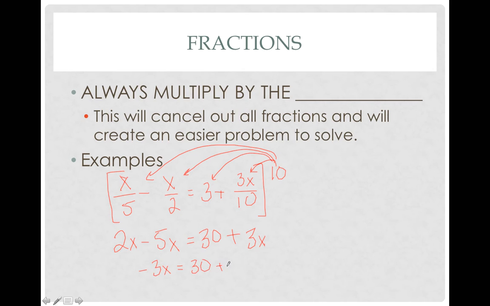So now I'm just simplifying. If I subtract 3x from both sides, I get a negative 6x equals, not 60, 30. Divide by negative 6, I get x is negative 5.